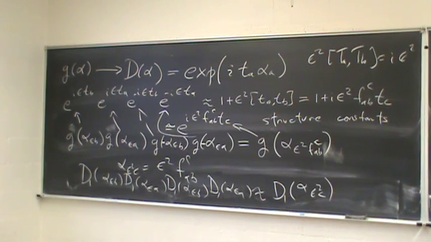We already made these generators orthonormal, so we had basically the trace of T_c T_d dagger to be K delta_cd. And this K is specific to the representation. The reason we have to have K specific to the representation is that we want the structure constants to be the same for all representations.